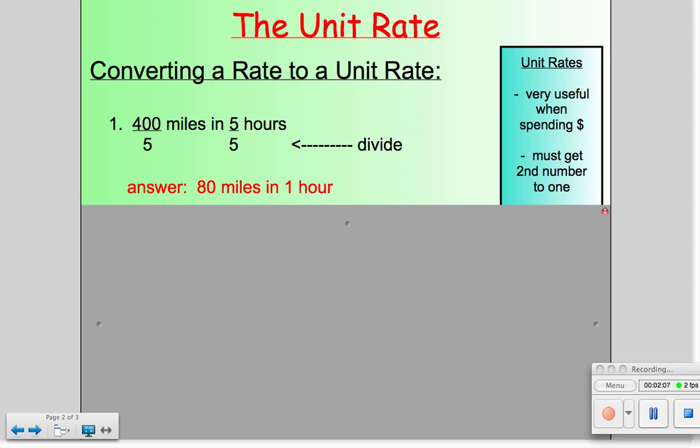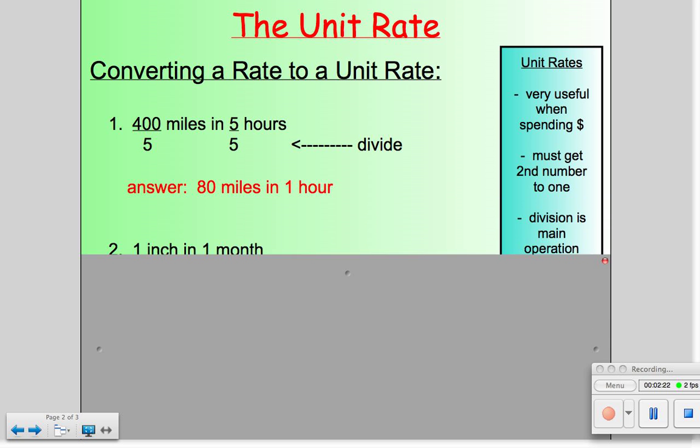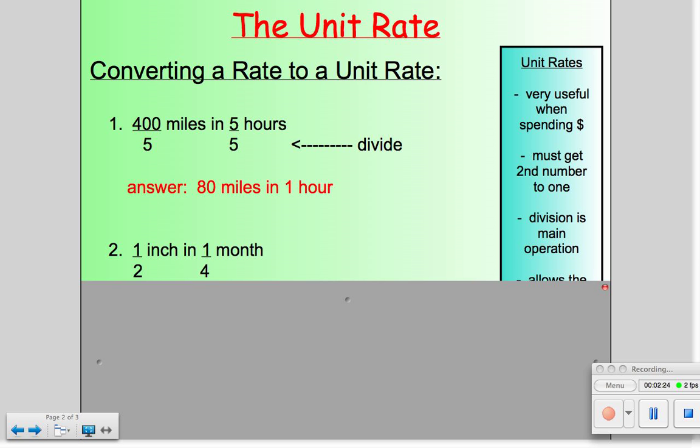When we do that, that's going to get us to a unit rate. The example is 80 miles in 1 hour. Notice that the second part of our ratio is a 1. That means we have a unit rate. And the unit rate has many different applications, and we'll get to those applications in a little bit. But let's look at our second example, the 1/2 inch in 1/4 month.